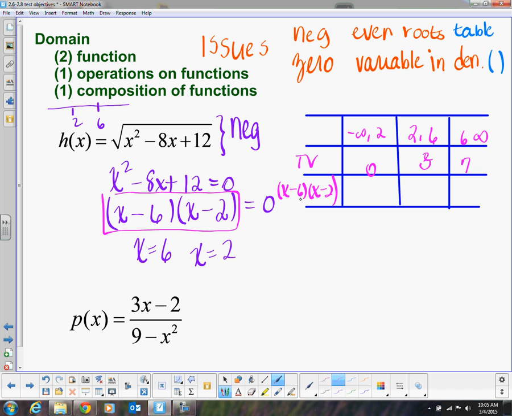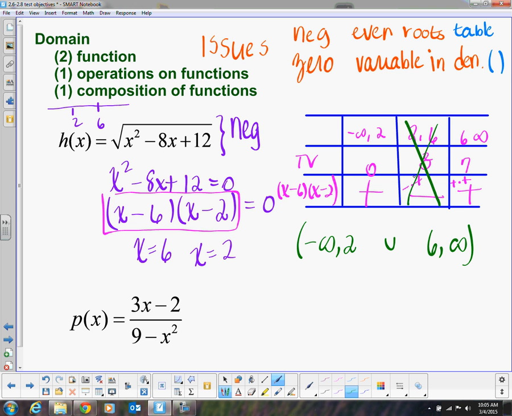That way, if you make a silly mistake in the table, I can figure that out. 0 subtract 6 is negative. 0 subtract 2 is negative. Negative times negative is positive. 3 subtract 6 is negative. 3 minus 2 is positive. Negative times positive is negative. 7 subtract 6 is positive. 7 subtract 2 is positive, so that is positive. Negative issues mean we eliminate that which causes the negative. So now my domain is going to be -infinity to 2, and then 6 to infinity.